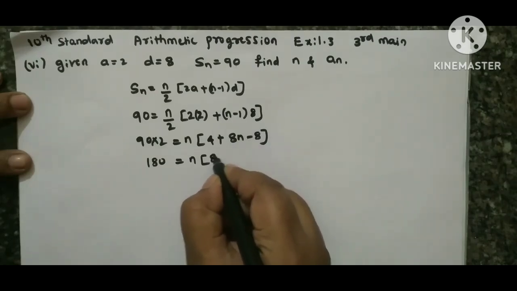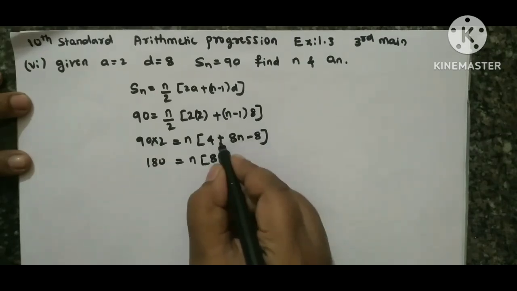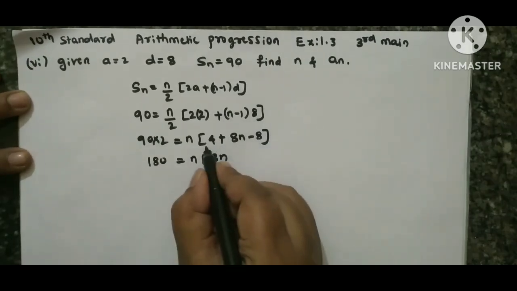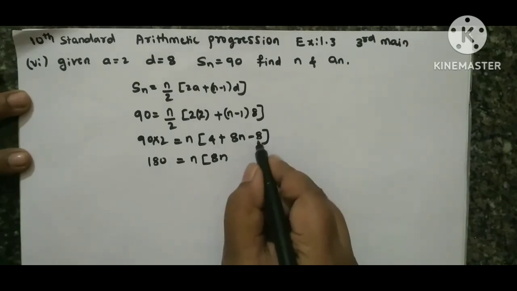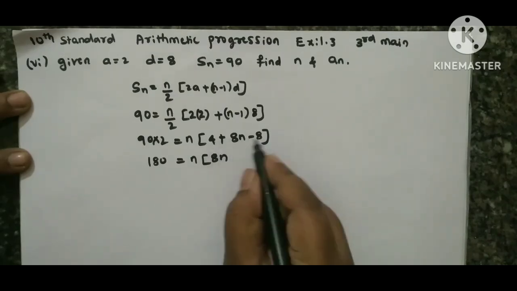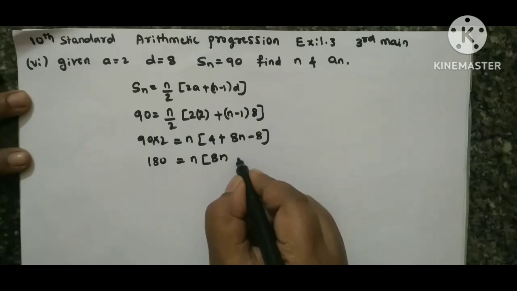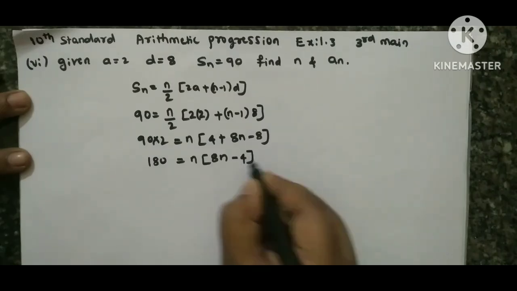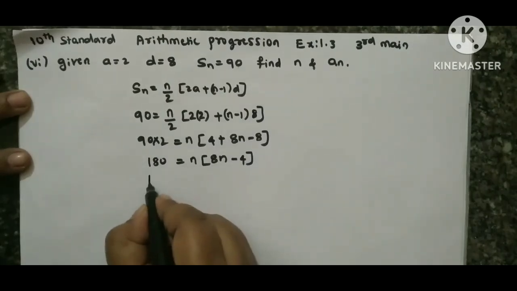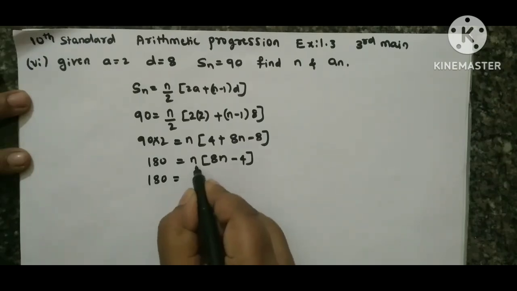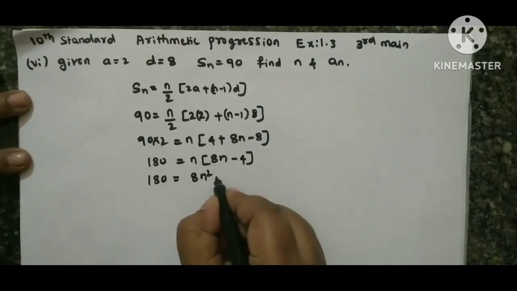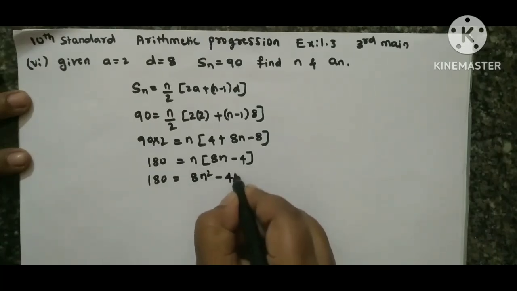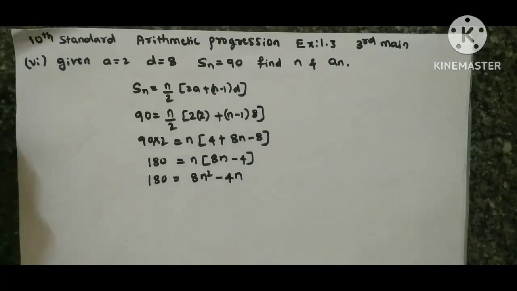So 8n I'll write as it is. These two are the constant terms. We can subtract them because one is minus, one is plus. So 8 minus 4 is 4, and the bigger number is 8, which contains the negative sign, so it is minus 4. Now n I'll multiply inside the bracket. If you multiply n inside the bracket, n into 8n is 8n square, minus n into 4 is 4n. Like this we got. Here we have actually got a quadratic equation.